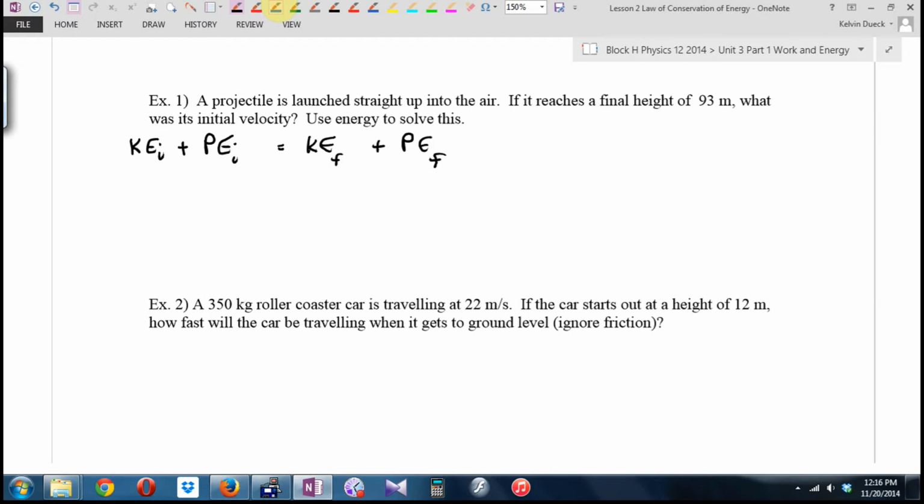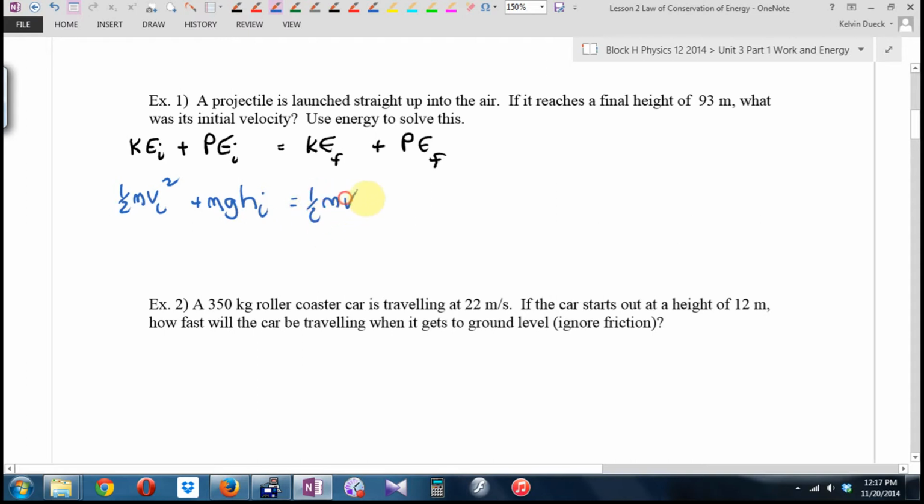I'm going to get a half m v initial squared, because that's what kinetic energy is, plus mgh initial, because that's what potential energy is, equals a half m v final squared plus mgh final.